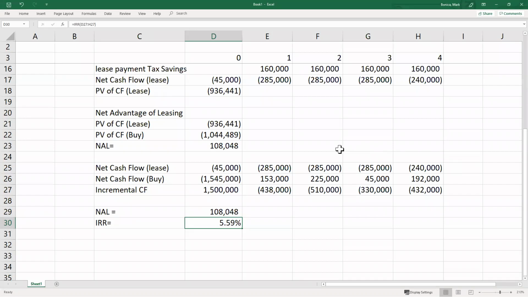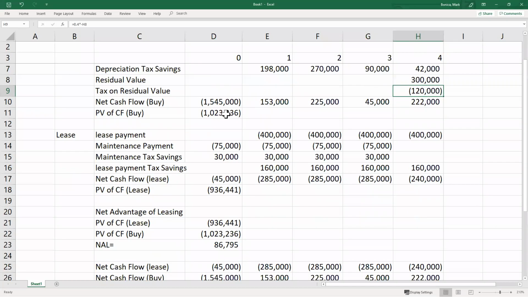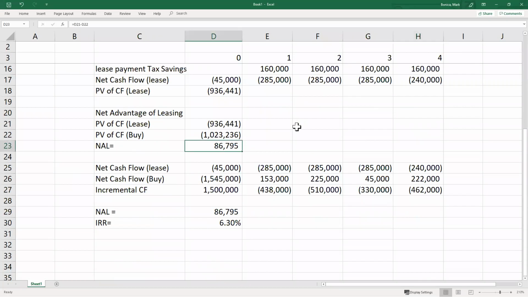Now part B says, assume now that the salvage value estimate is $300,000, but all other facts remain the same. What is the new NAL? Well, that's easy. Since we did it in Excel, all we have to do is change our residual value from 250 to 300,000. So we plug in 300,000, and that changes the present value of the cash flows for the buying. It doesn't have an impact on the leasing. But when we go down here, it reduces our NAL.